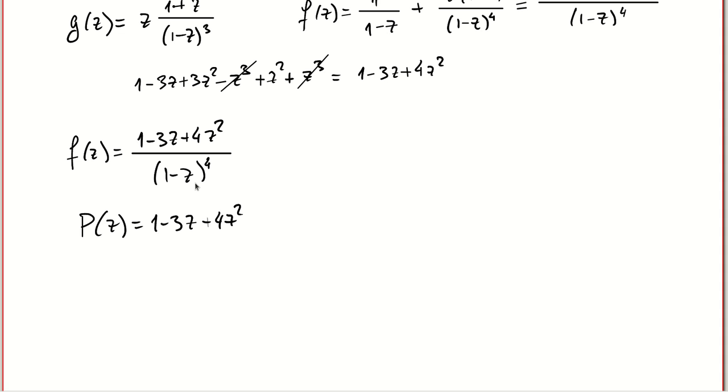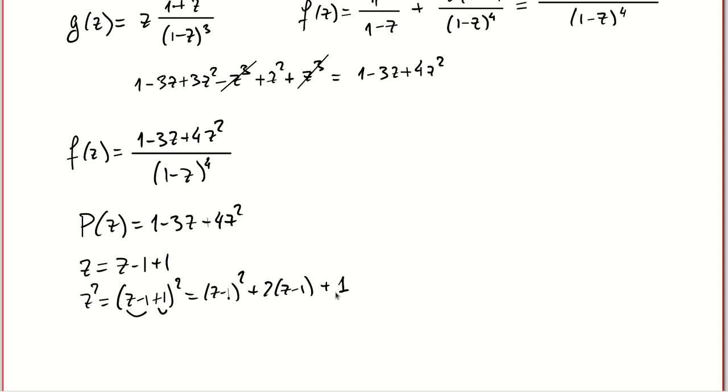How do I do this? Well, there are many ways. Perhaps the simplest is the following. z is equal to (z − 1) + 1. So I can replace this here directly instead of z. Now, z^2 is ((z − 1) + 1)^2. I can take this as a binomial of these two terms, and then I have (z − 1)^2 plus 2(z − 1) plus 1. And then I can put it here. So this polynomial is then 1.